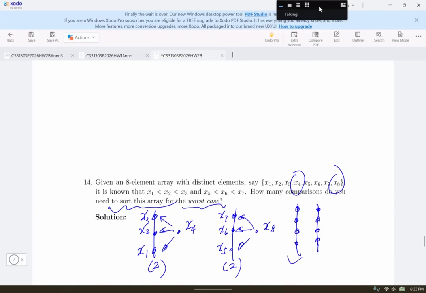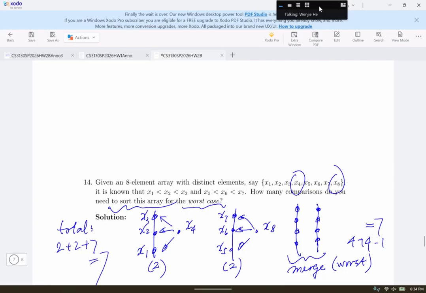Then we merge two ordered arrays for the worst case. Our formula: 4 plus 4 minus 1, equals 7. So the total comparisons you need: 2 plus 2 plus 7, 11. All right, 11.